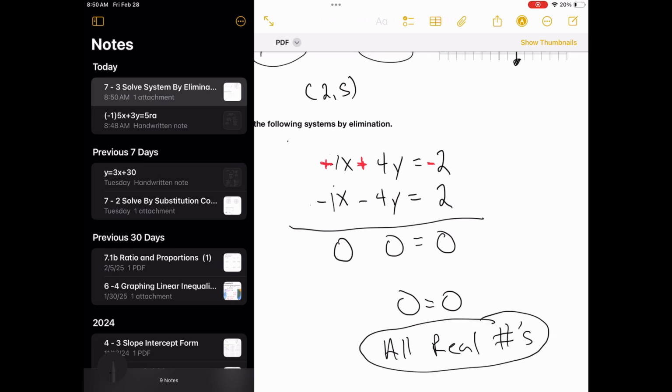Okay? So that's it. Again, these are pretty easy. The most you'll have to do is change the signs on one of the equations and then go and back substitute there.